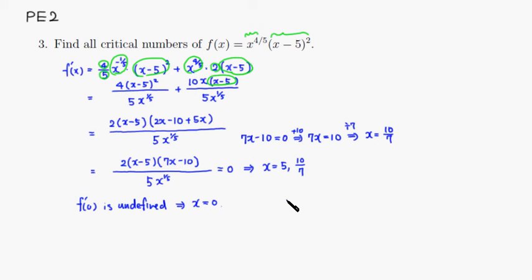So there are 3 critical numbers. The critical numbers are x equals 0, the smallest one, next is 10 over 7, and the largest one is 5. Those are the critical numbers that we were looking for. That's it. I hope that this was clear.